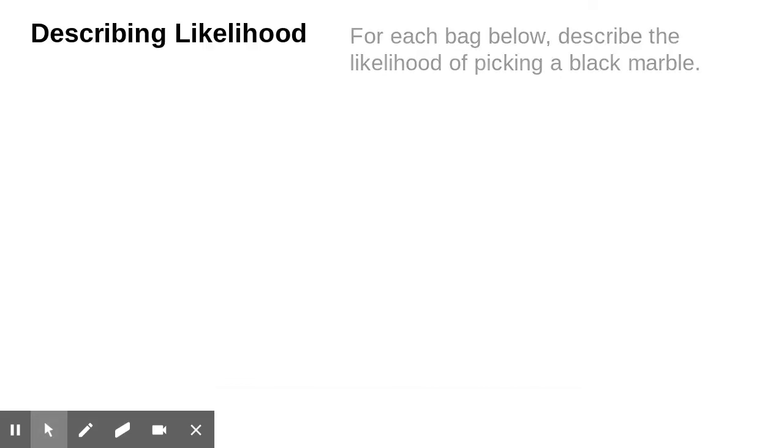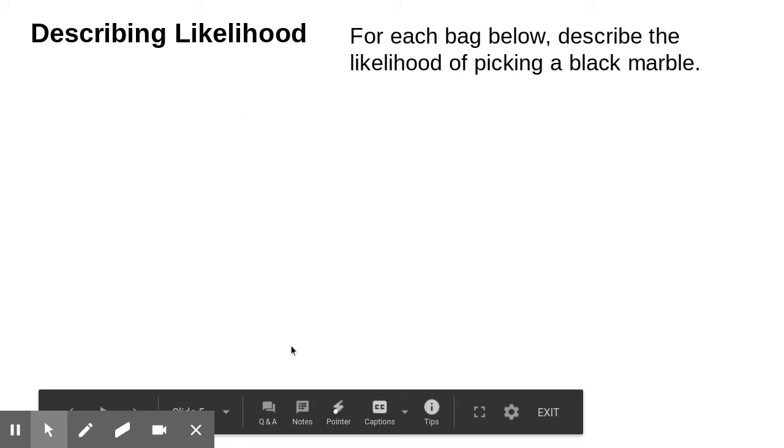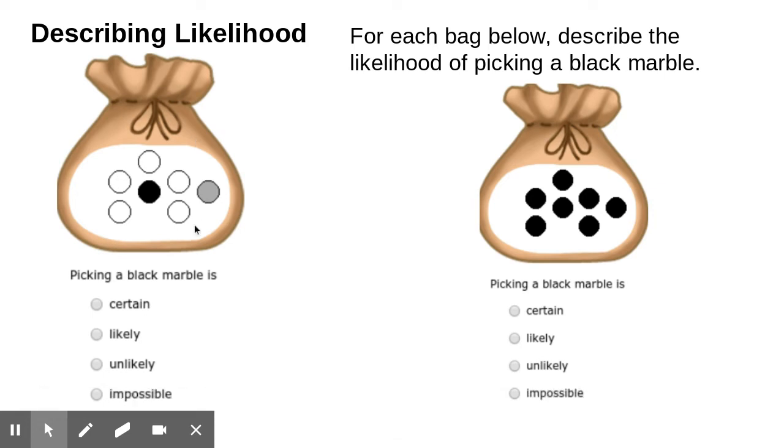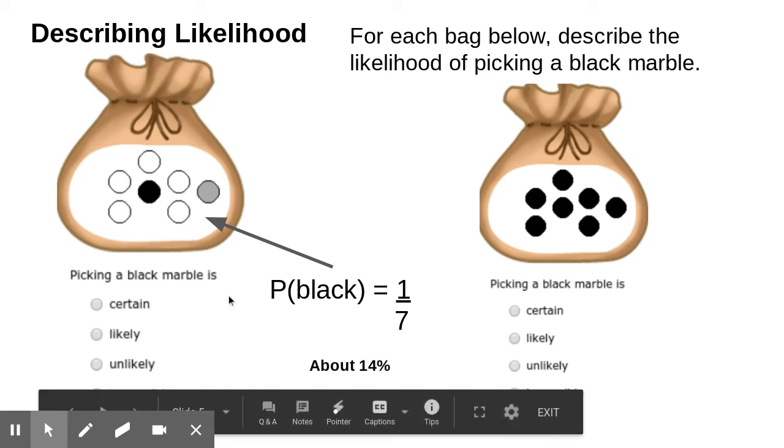All right. So let's do the same thing with 2 other bags here. The first one says picking a black marble is what? Is it certain, likely, unlikely, or impossible? So if I look at this first bag here, I have 1, 2, 3, 4, 5, 6, 7 total marbles, and I have 1 black marble. So the probability of getting a black marble here is 1 out of 7, which is about a 14% chance.